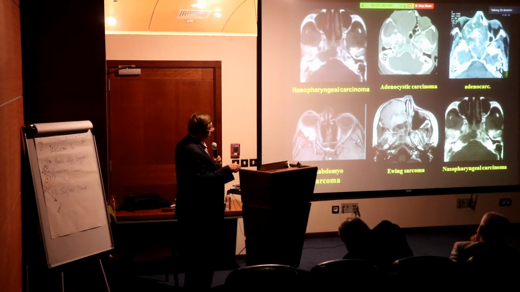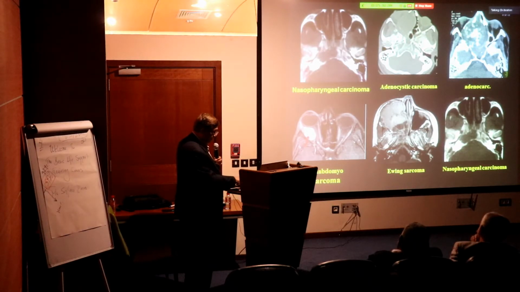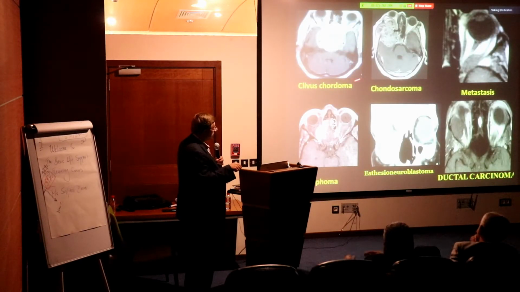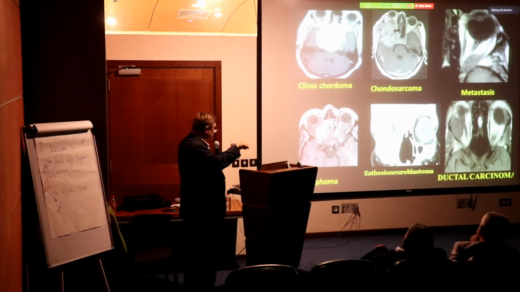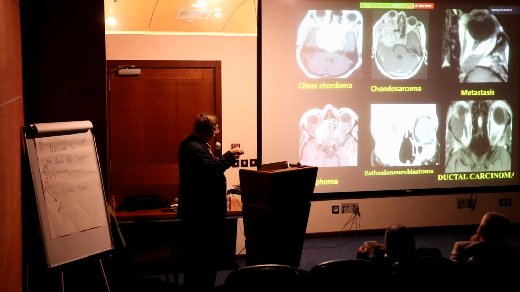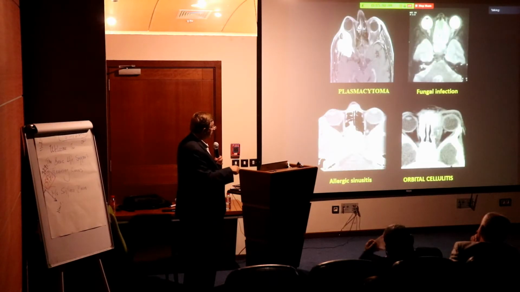Nasopharyngeal carcinoma, adenoid cystic carcinoma, rhabdomyosarcoma, Ewing sarcoma, nasopharyngeal. Laryngosarcoma, chondrosarcoma, metastasis. Metastasis and nothing different. Metastases love to go anywhere, so they can go anywhere. Lymphoma, which we always forget about. Esthesioneuroblastoma coming from the nasal area. Ductal carcinoma of the lacrimal system.